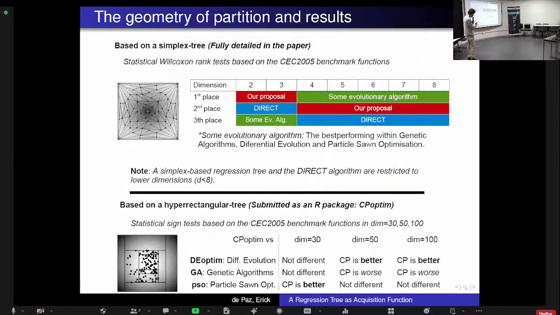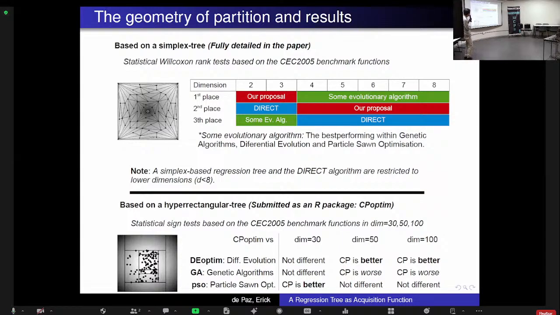Well, results. The results depend on the geometry of partition. In the paper, we reported a triangular partition like this. And nonparametric tests show that our approach is better than other popular algorithms, but only for the initial dimensions. However, our approach is consistently better than the most popular branch and bound algorithm. That's something, and even more.